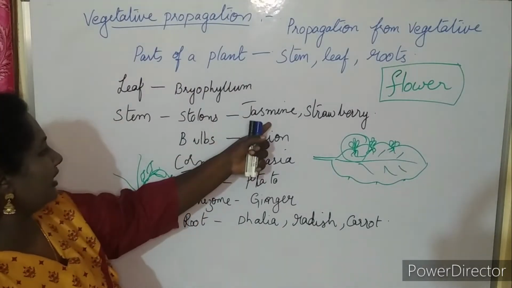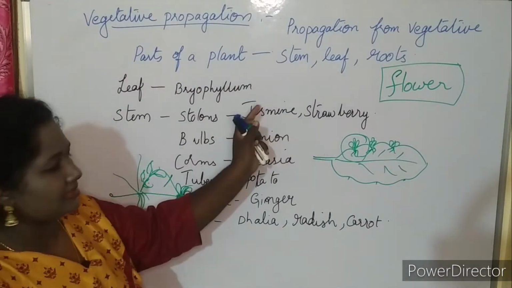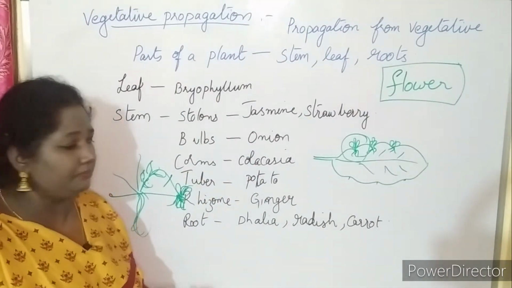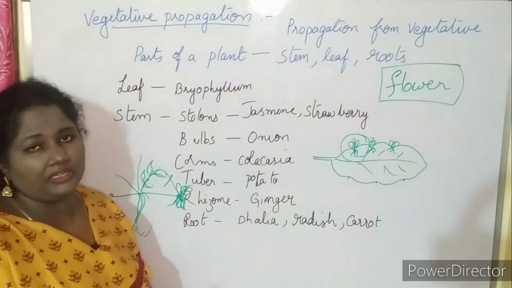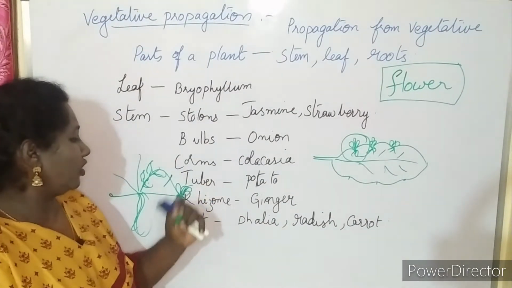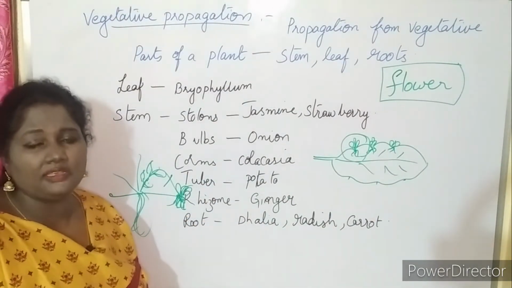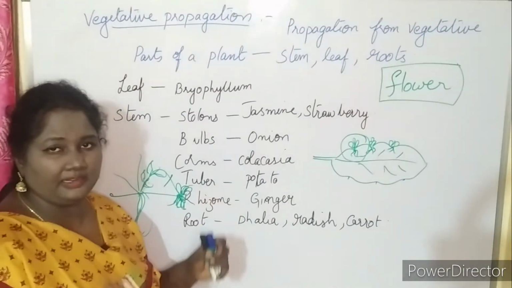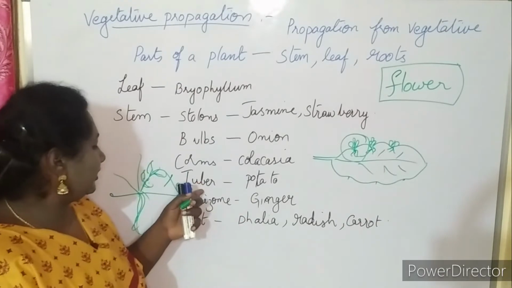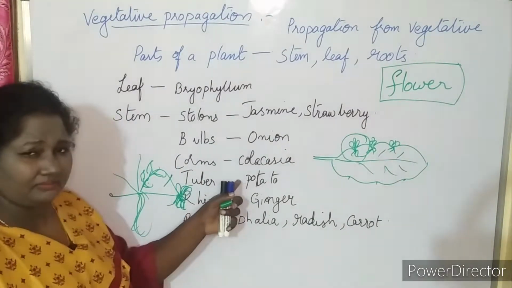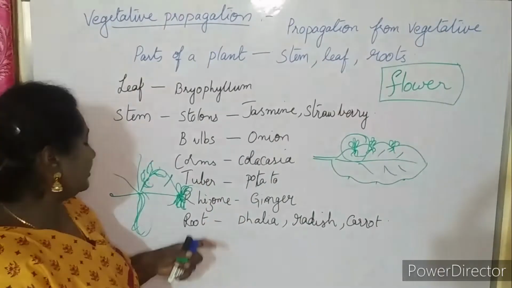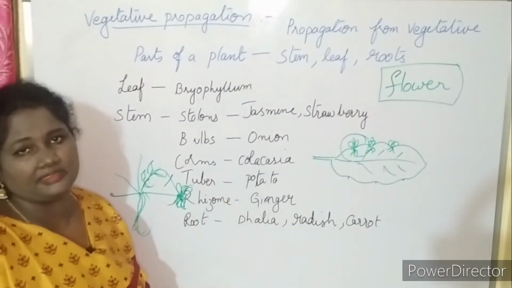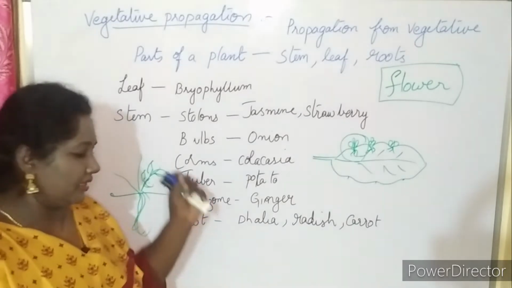For example, strawberries and jasmine come under stolons. Onion we call a bulb, colocasia comes under corms, and potato is a modified tuber. It is an underground modified stem, so it comes under stem propagation. And rhizome, ginger is the example. Ginger is also an example of stem.